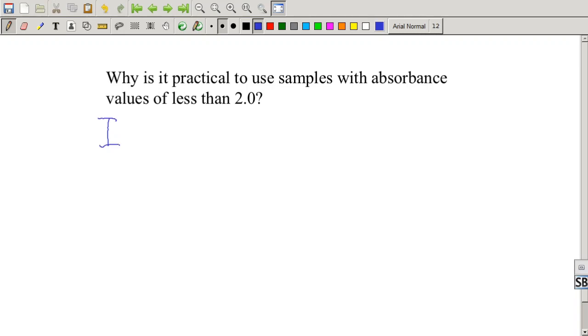If the absorbance for a solution is 2.0, what's the percent transmittance? What is it? How do we figure this out from this equation?